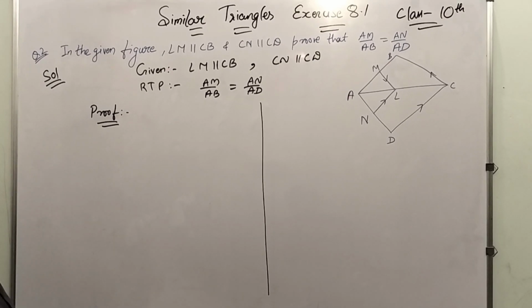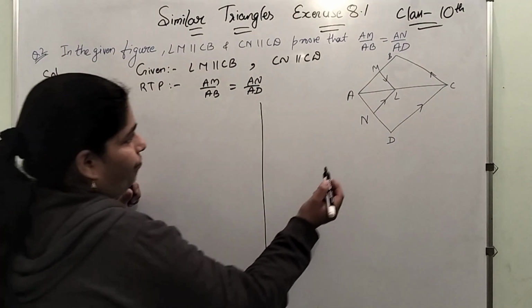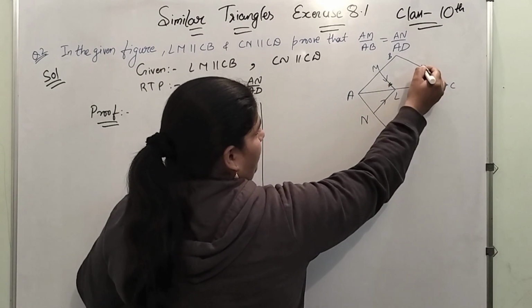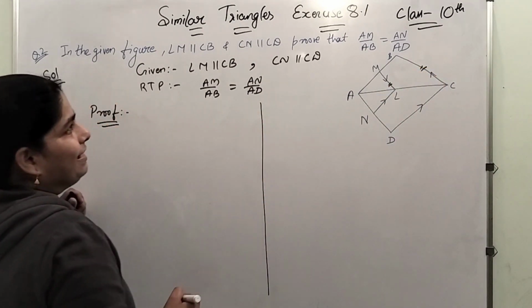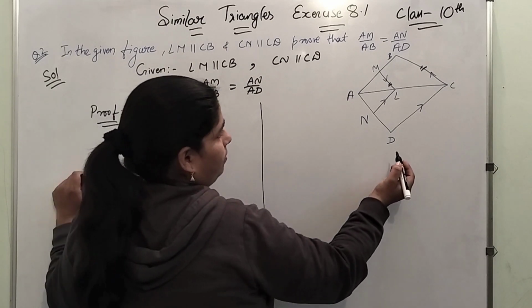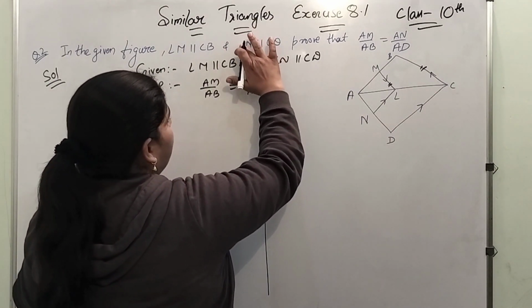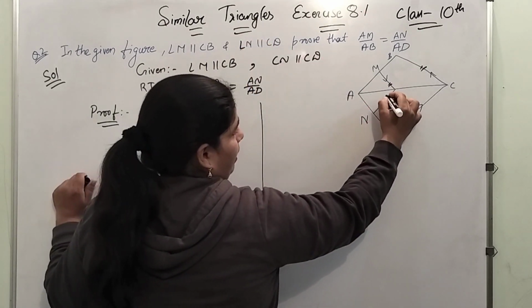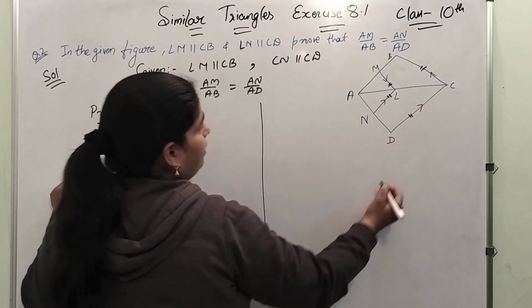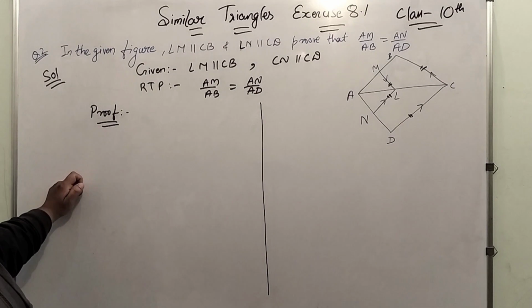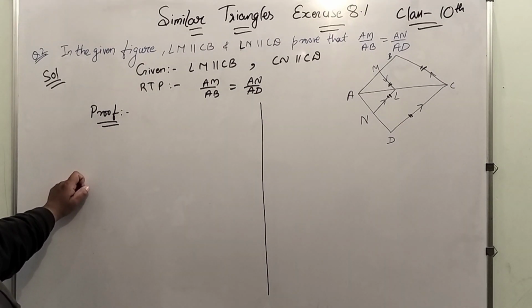The next question, exercise 8.1, question number 2. In the given figure, LM is parallel to CB, and sorry, LN is parallel to CD. And we have to prove that AM by AB is equal to AN by AD.